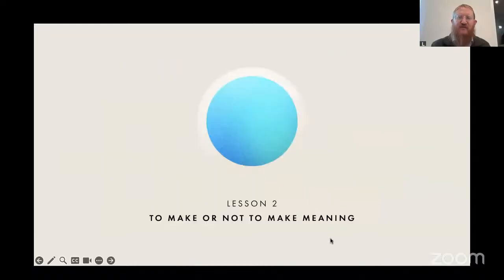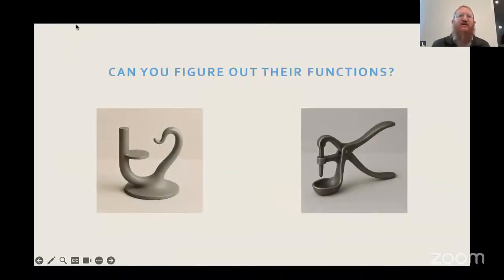And to make or not make meaning. Look at these images on the screen. Ladies and gentlemen, the question for you is, can you figure out what these items are? What do you see at home? Do you see my screen or do you see me, or both? Both. We see your screen. Okay, good. And you see these two little items.